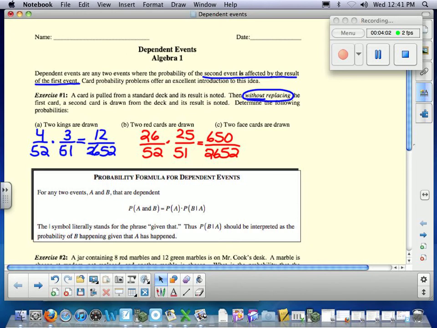Letter C, 2 face cards are drawn. What is a face card? Jack, queen, or king, the ones with the people on them. So there's a total of how many face cards? 12. We pick one and don't put it back.